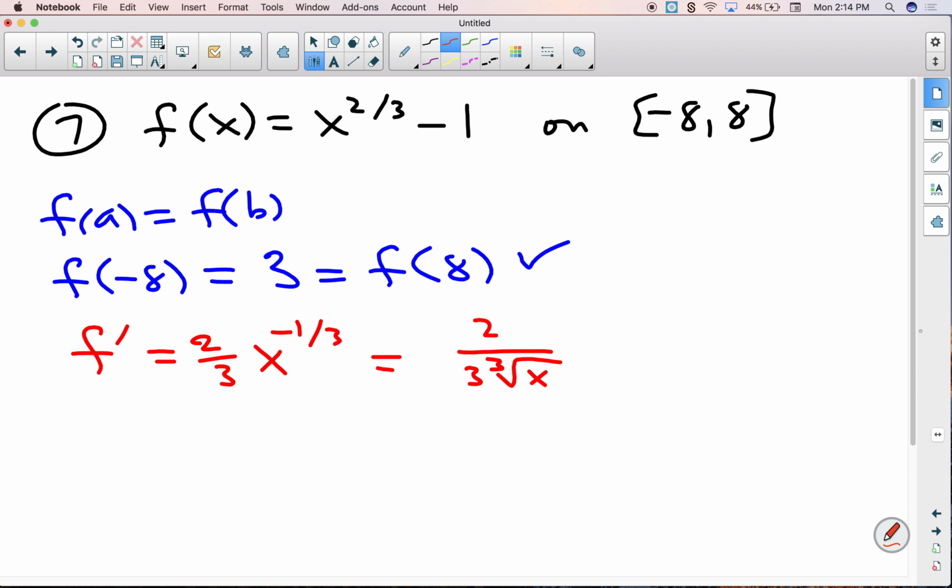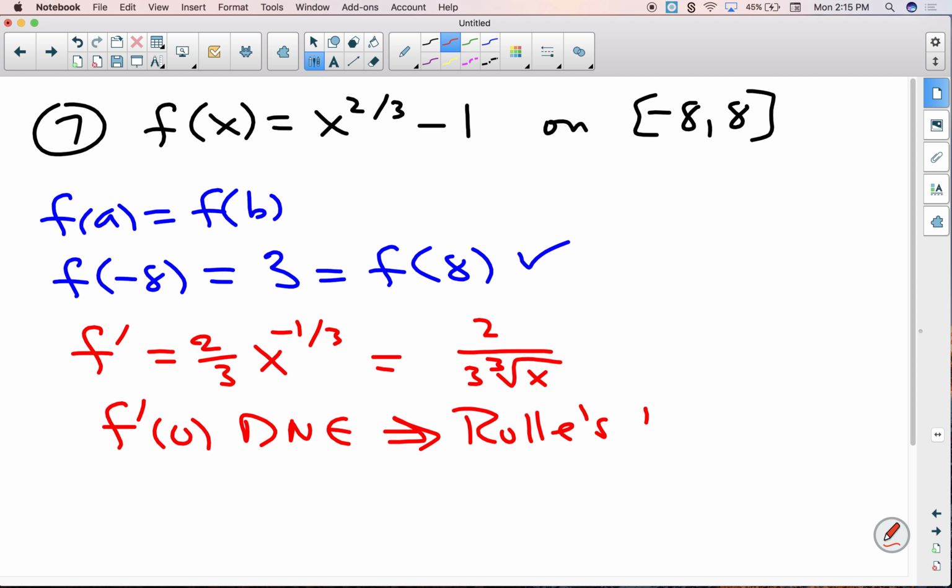So now comment on this. Is this guy differentiable everywhere on the interval? Cube roots, yeah. x is on the bottom, so if you have 0, it's going to blow up, right? And 0 is in this interval. So therefore, f prime of 0 is undefined. So Rolle's theorem can't apply. Okay, is that cool? Not differentiable on that interval.